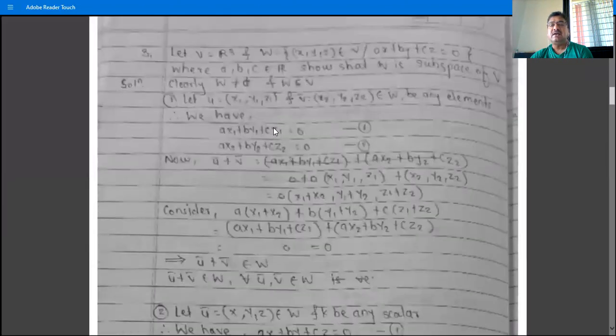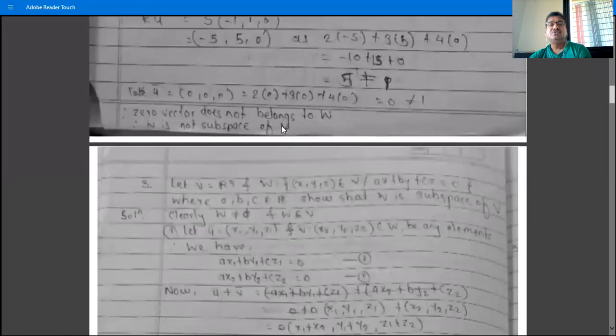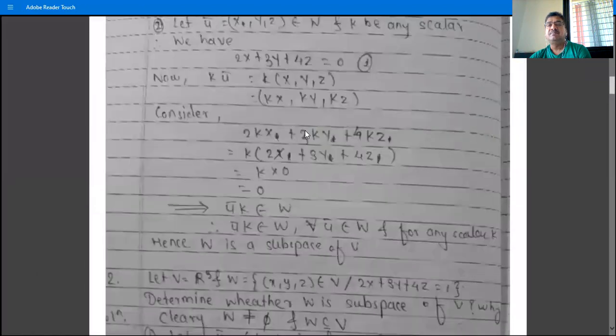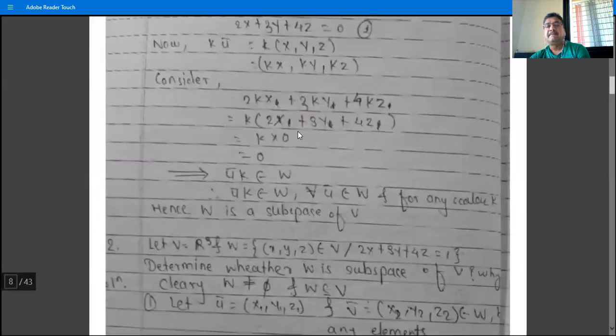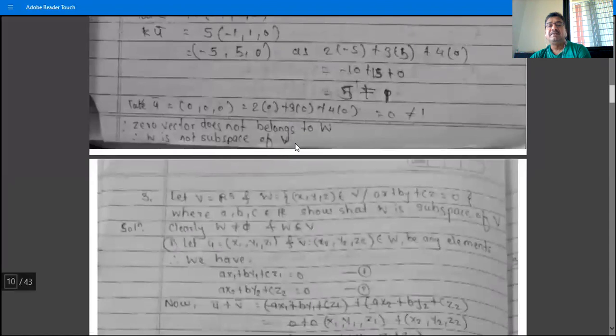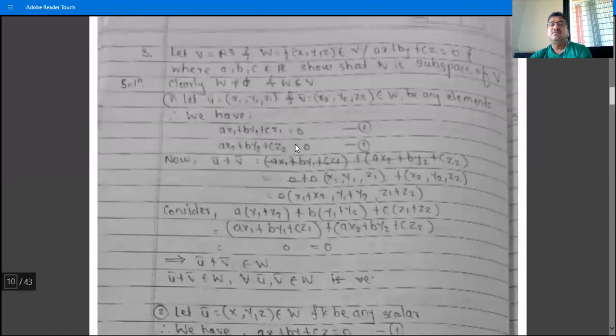So this is the generalization of that example: V is equal to R3 and W is the set of x, y, z belonging to V such that ax plus by plus cz is equal to 0, where a, b, c belong to R, meaning any real numbers. Then show that W is a subspace of V. So to answer, we just write a, b, c in place of 2, 3, 4 in this example, and we get the answer of this problem.